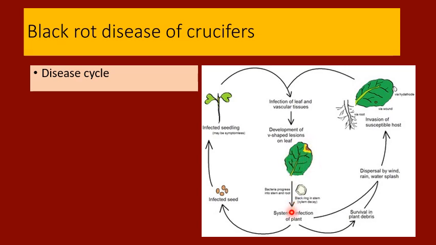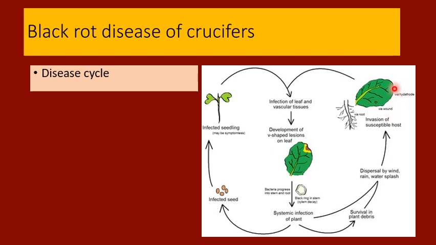Thereafter we can see the systemic infection of plants because bacteria progress into the vascular tissues. Then again the seeds can be infected and we come back to the infected seeds, or the pathogens survive in the plant debris, or otherwise the pathogen can spread by wind, rain, water and water splash and again infect the crops.